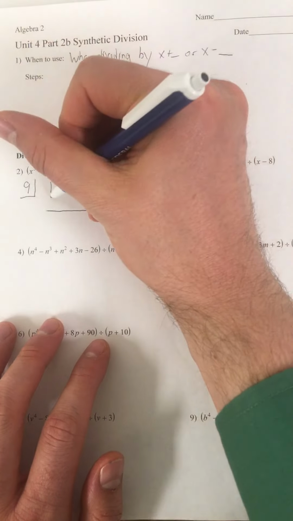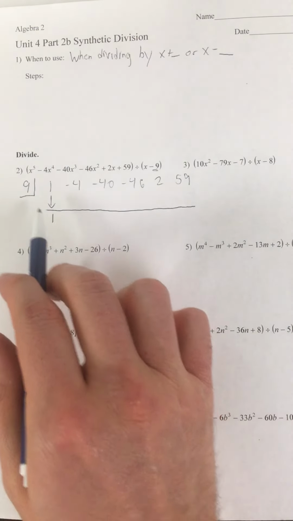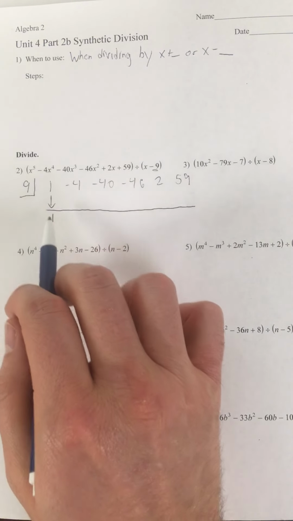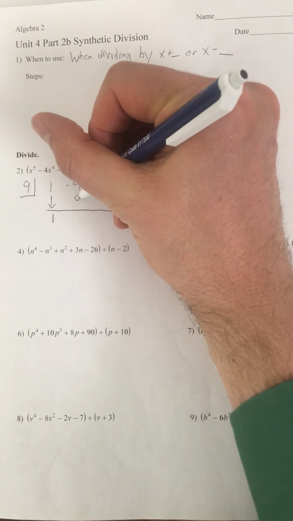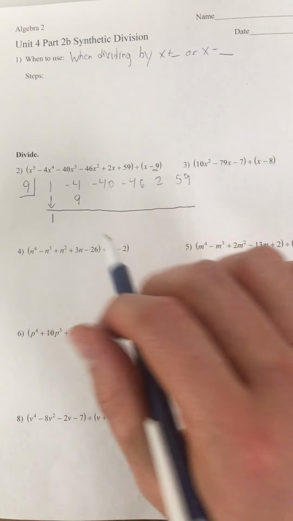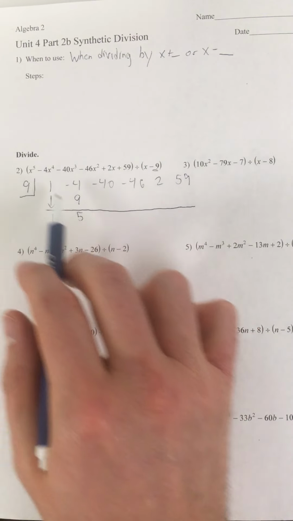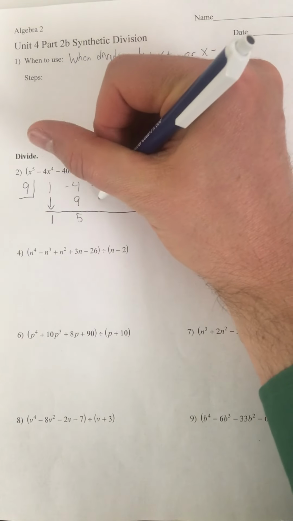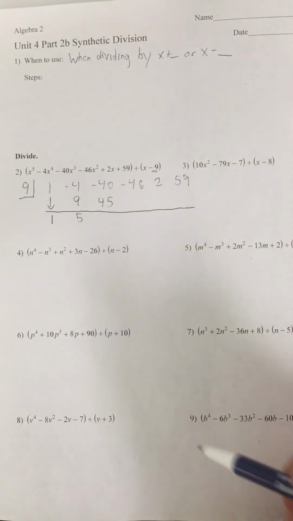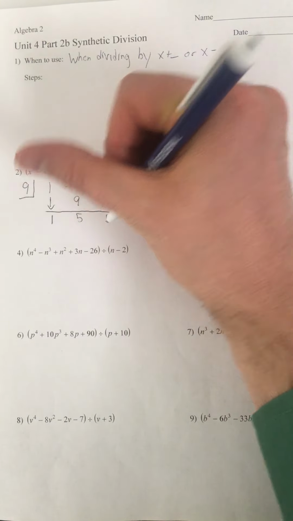Okay, so I'm going to drop the first number down. That's a 1. Now I'm going to multiply diagonally. 1 times 9 is going to give me 9. And then I'm going to add these together. Negative 4 plus 9 is going to be 5. Now I'm going to multiply diagonally again. 9 times 5 is going to be 45. Now I'm going to add these together. Negative 40 plus 45 is going to be 5.